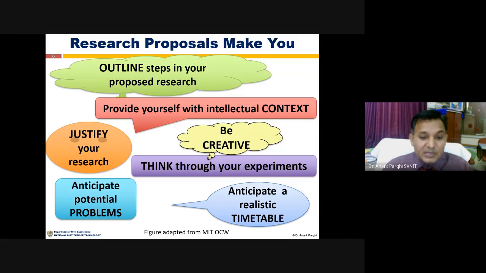So anticipate a realistic timetable. We need to write it down. Once you write down the timeline of that particular research proposal, it should be realistic and practically feasible. You also need to justify why this work is very important. If your work doesn't matter to you, that shows a problem.